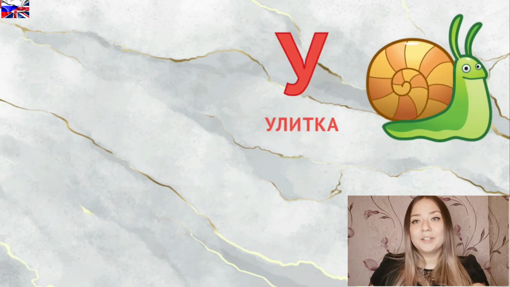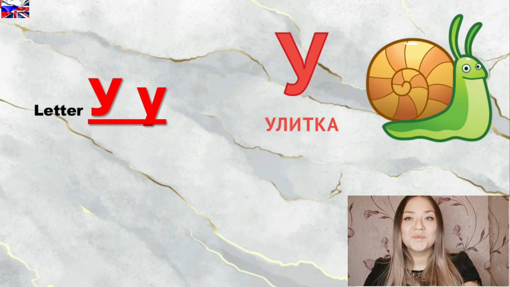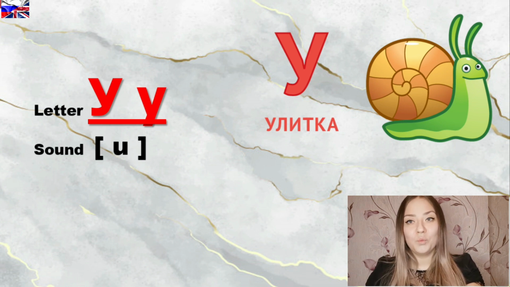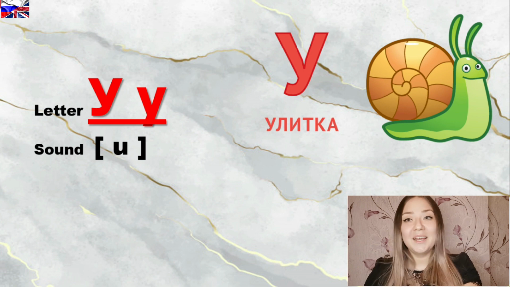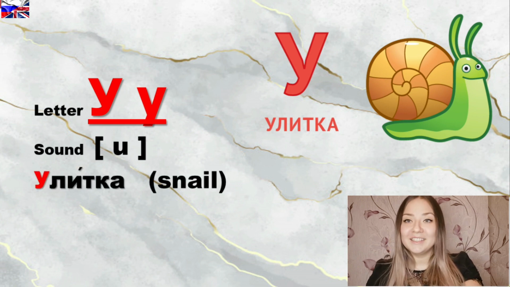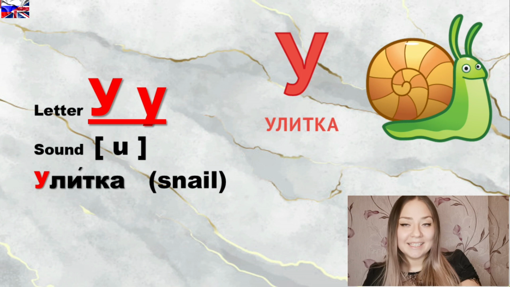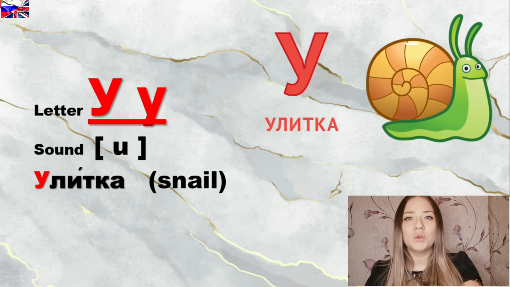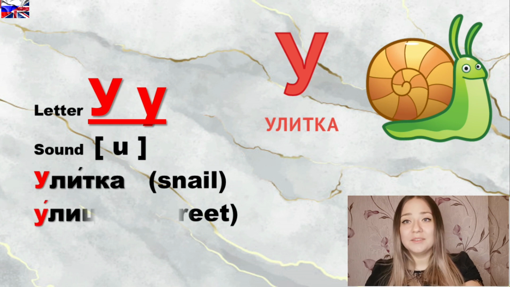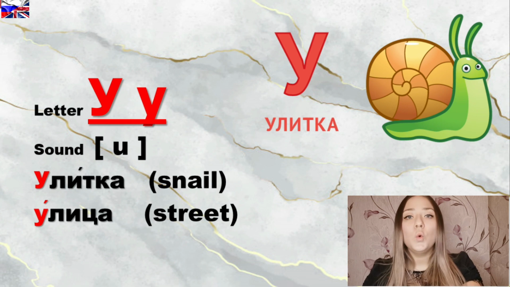This letter is letter U, and the sound is also U. For example, the word snail is улитка. Or the word street. Улица.